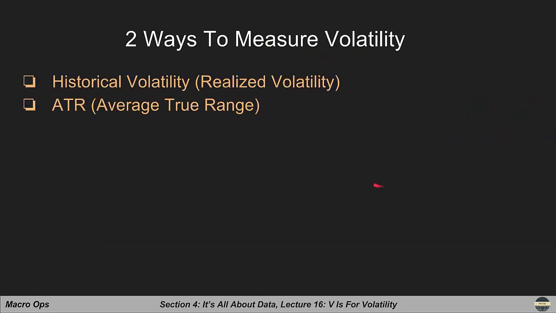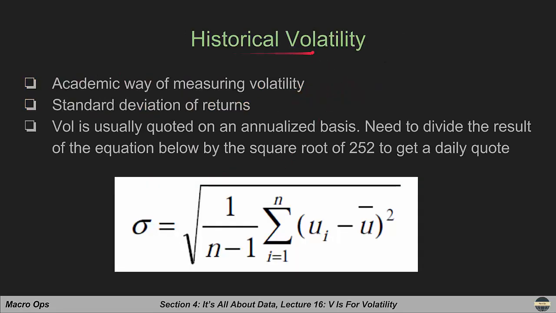So there's two primary ways that traders like to measure volatility. The first one's the more quantitative academic way, which is just the straight up standard deviation of returns. And the second one is average true range, which actually looks at the dollar range on the day of the instrument and then averages out over a period of time.